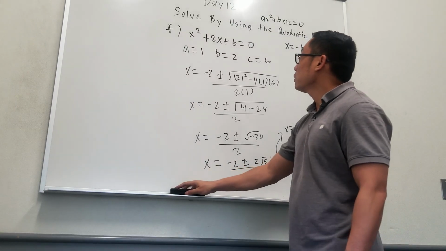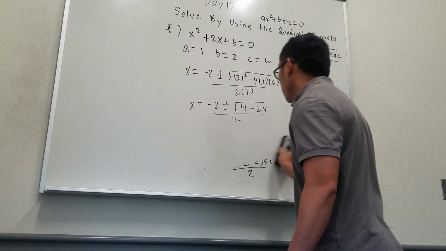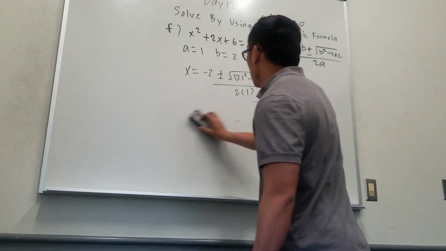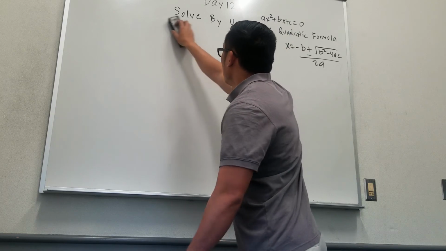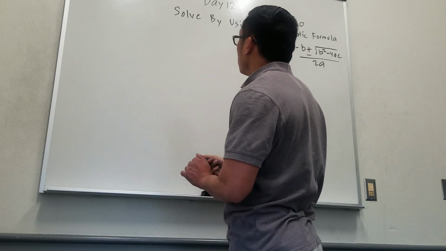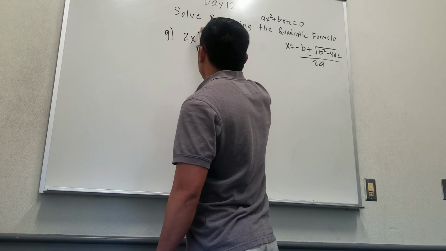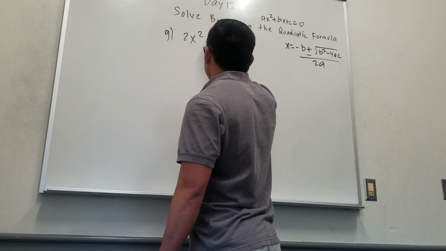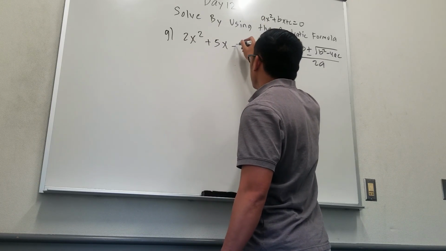Alright, let's do the second one. Shall we? I got time. So let's do a different one. Let's do just random problems. 2x squared plus 5x minus 1, I guess, equals 0.